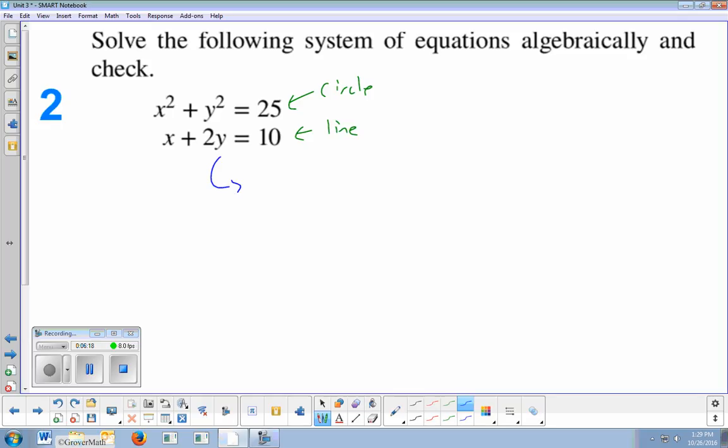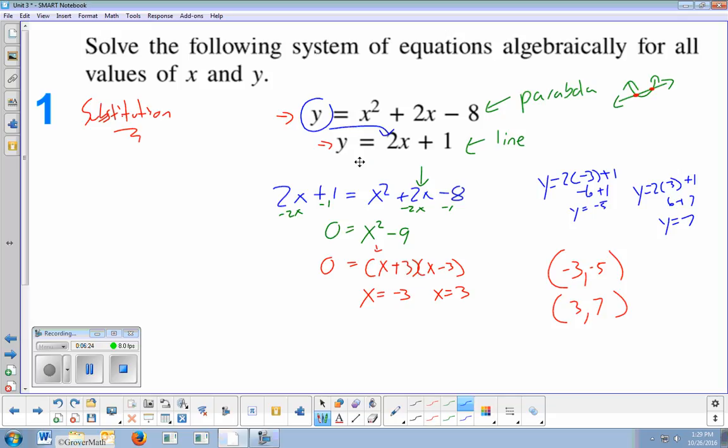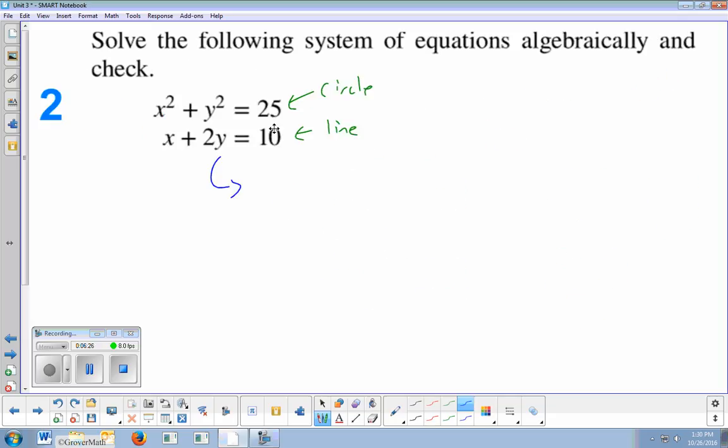I want to solve my line to be x equals or y equals. We're used to them being y equals like we had here, but it doesn't have to be. And it would actually, in this case, be easier to make it x equals because I could just subtract 2y on both sides. And these are not like terms, so 10 minus 2y. And so I solved for x.